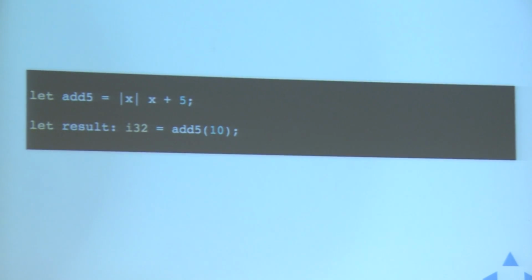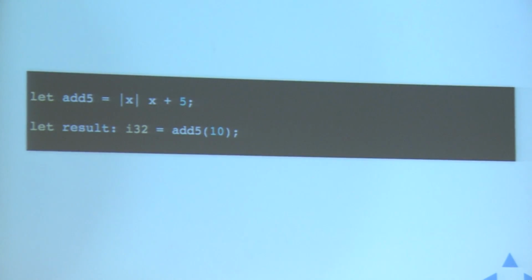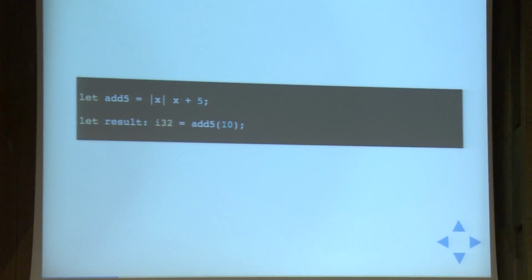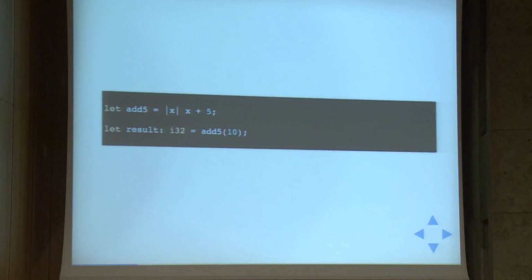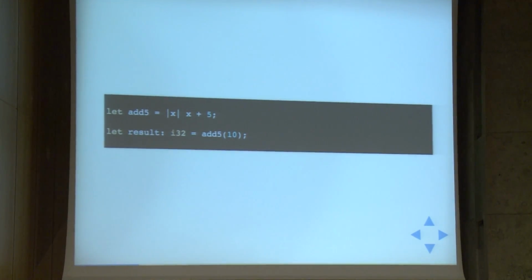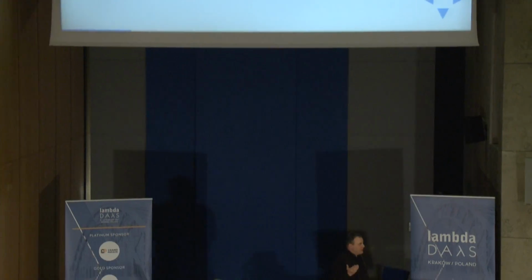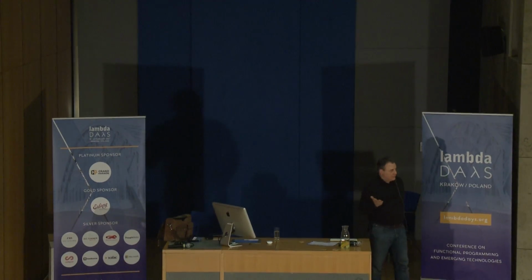So this is a very, very simple function. It just takes an argument called x and adds 5 to it. It's actually closure, not a function, but for the sake of this talk, this will do. And I can store it in a variable called add5.